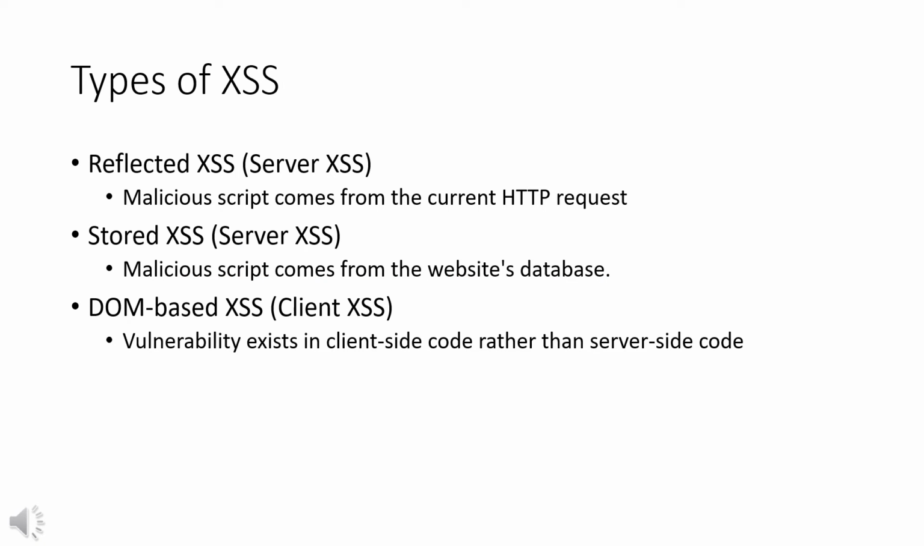And now that we have looked at some of the example code snippets, let's look at the different types of XSS. Basically, there are three different types. Those are reflected, stored, and DOM based. And they can be classified into server-side XSS and client-side XSS. Reflected and stored XSS are server-side XSS, whereas DOM-based XSS is a client-side XSS.